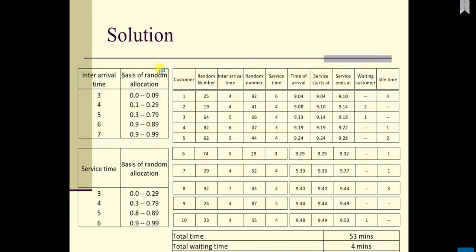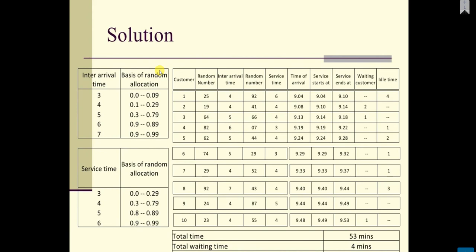Here in the middle of this solution, we can see the service time column. Their time has been given. 9:04 plus 6 is equal to 9:10. So the first customer has taken 6 minutes to complete the service. Okay, this is how the calculation has been done.